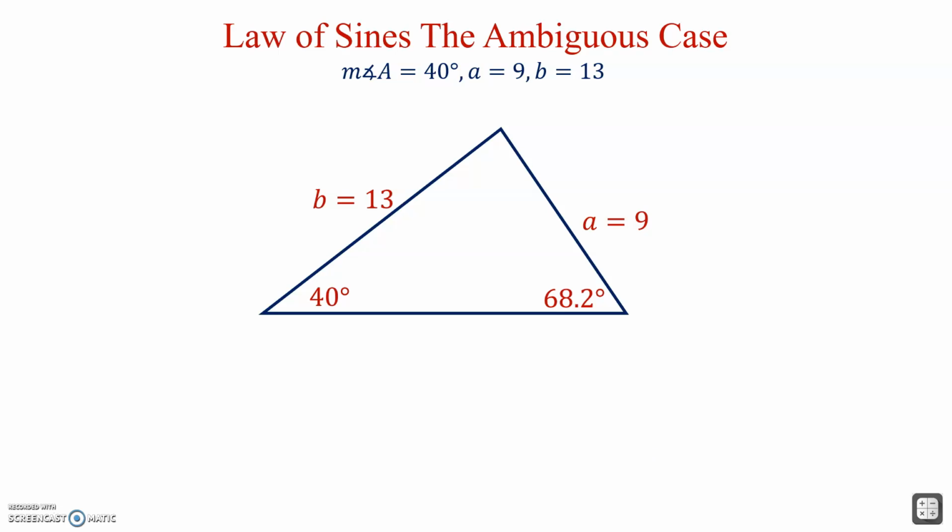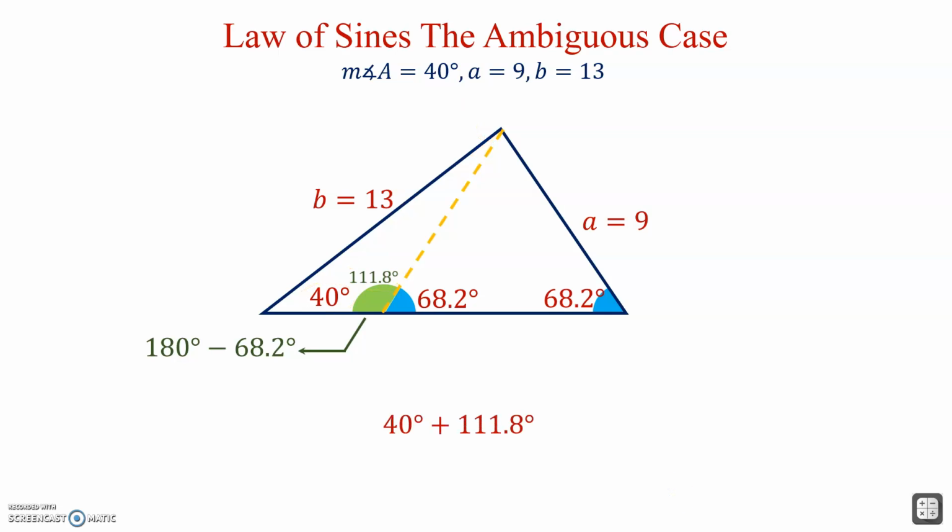So let's work on the second triangle. We've got side A is 9, but if this 9 was over here, we've got our second triangle. Well, the 68.2 here is the exact same as 68.2 there. Again, another isosceles triangle. The measure of this angle is the supplement to that 68.2, so we find it by simply subtracting from 180. That gives us 111.8.